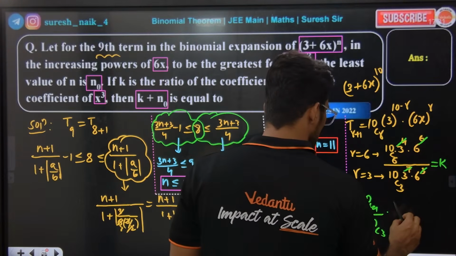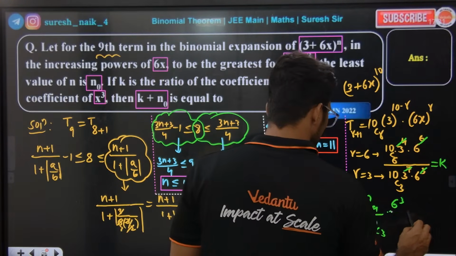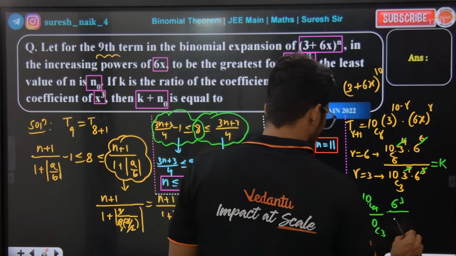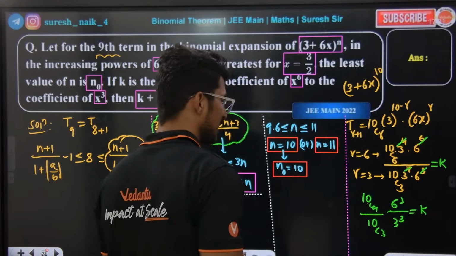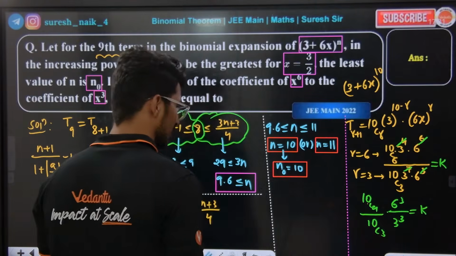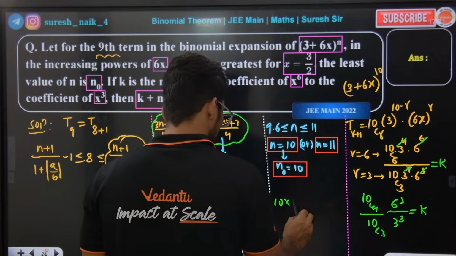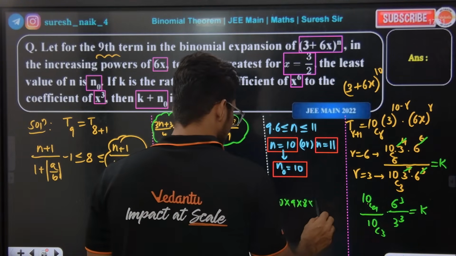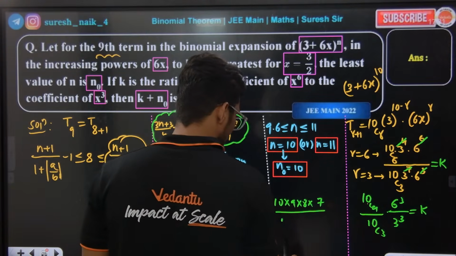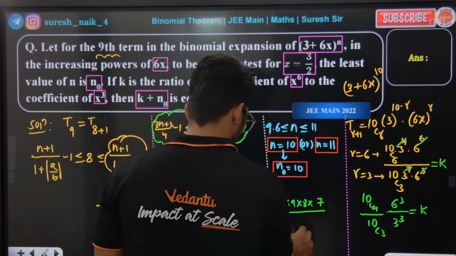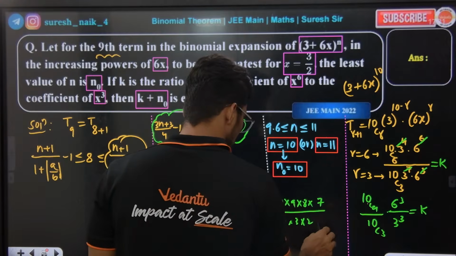Into 6 to the power of 3 by 3 to the power of 3, sorry, which is equal to k. Yes or no? So 10C4 means what? You have to calculate 10C4. So 10 into 9 into 8 into 7 by 4 into 3 into 2 into 1.